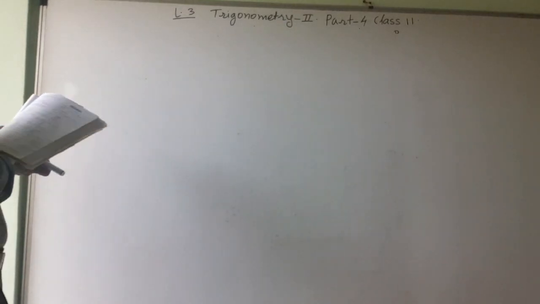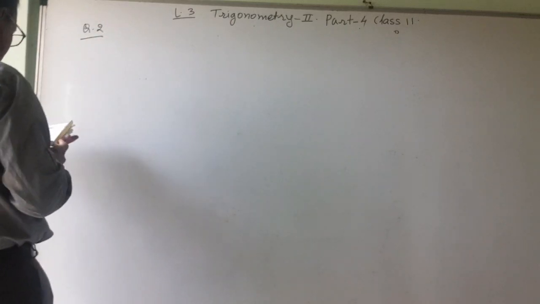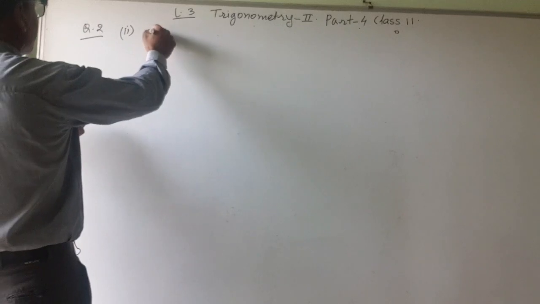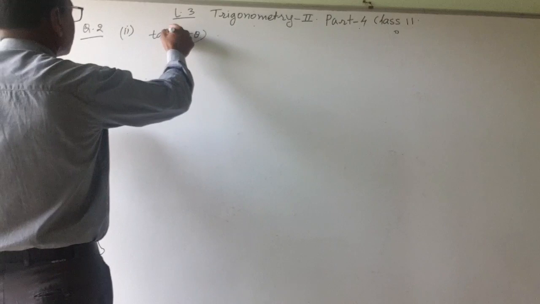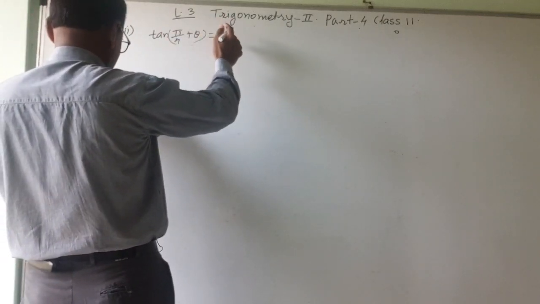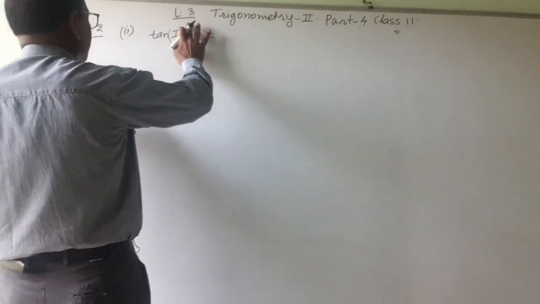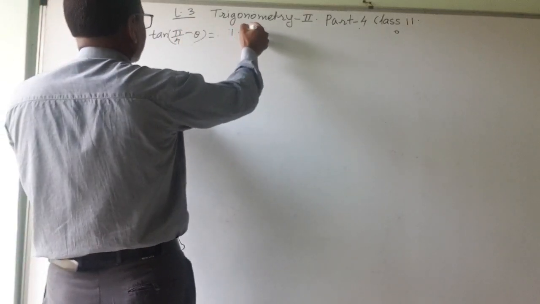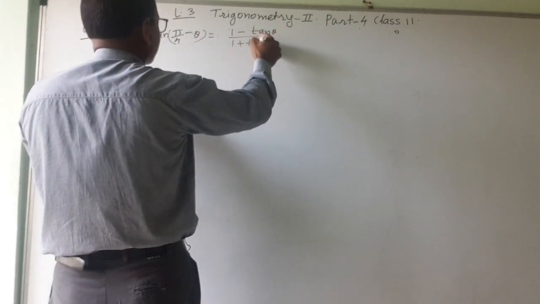Now in question number 2, the second one, tan of pi by 4 plus theta is equal to plus theta. There is a printing mistake in the question. Here it should be minus, 1 minus tan theta upon 1 plus tan theta.